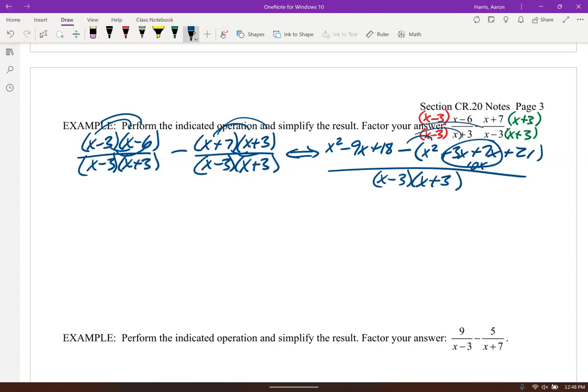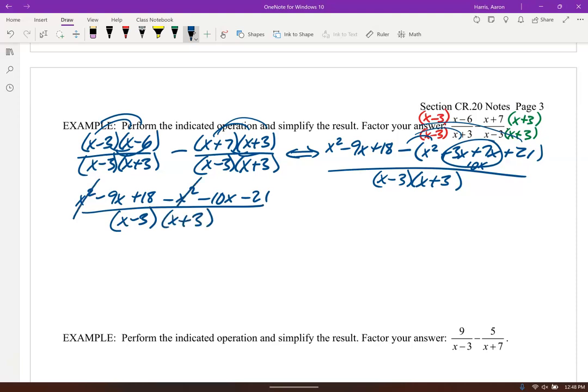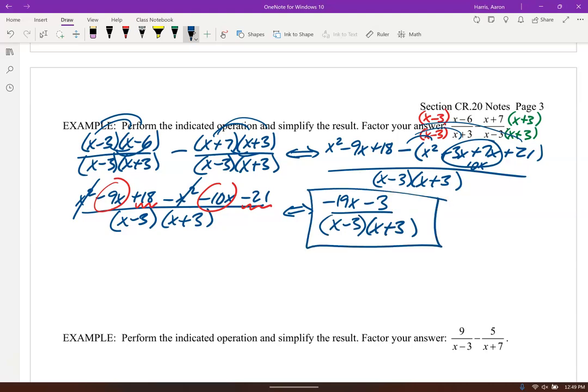And now I'm going to distribute this through. So minus x squared minus the 10x minus the 21. This is all over this common denominator. Notice those cancel, and now I'm just combining that, and I'm combining 18 minus 21. So we have negative 9x minus 10x, negative 19x, 18 minus 21, negative 3, all over this common denominator. It looks like that's as far as we can go with that.